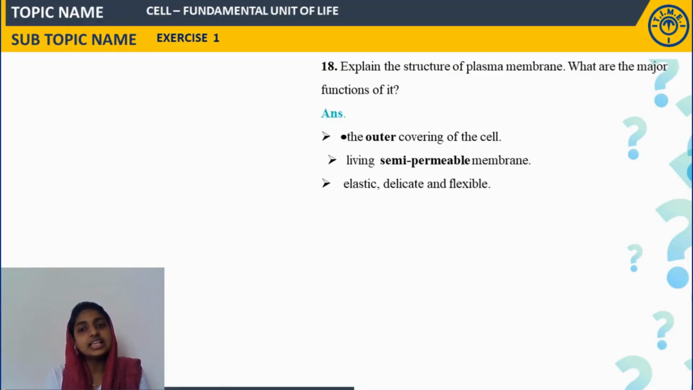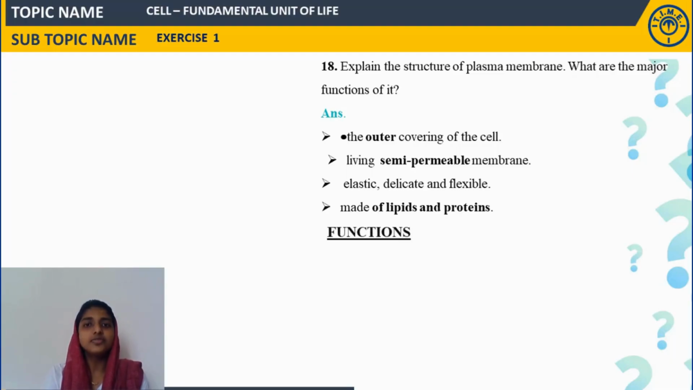Then it is elastic, delicate and flexible. Yes, it is the outer covering and hence it must be elastic, delicate as well as flexible. Okay. Now, it is made of lipids and proteins. Now, we have the functions of plasma membrane. What are the functions of plasma membrane? Yeah, of course, it helps in protection. It gives shape to the cell.